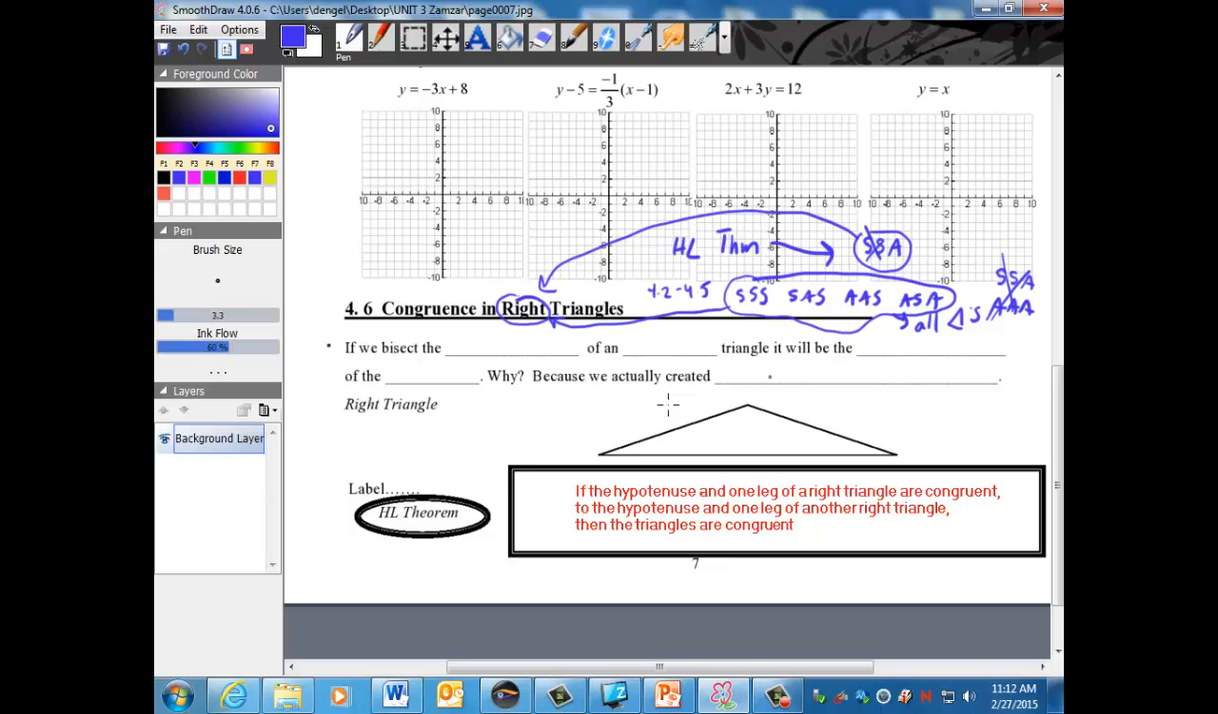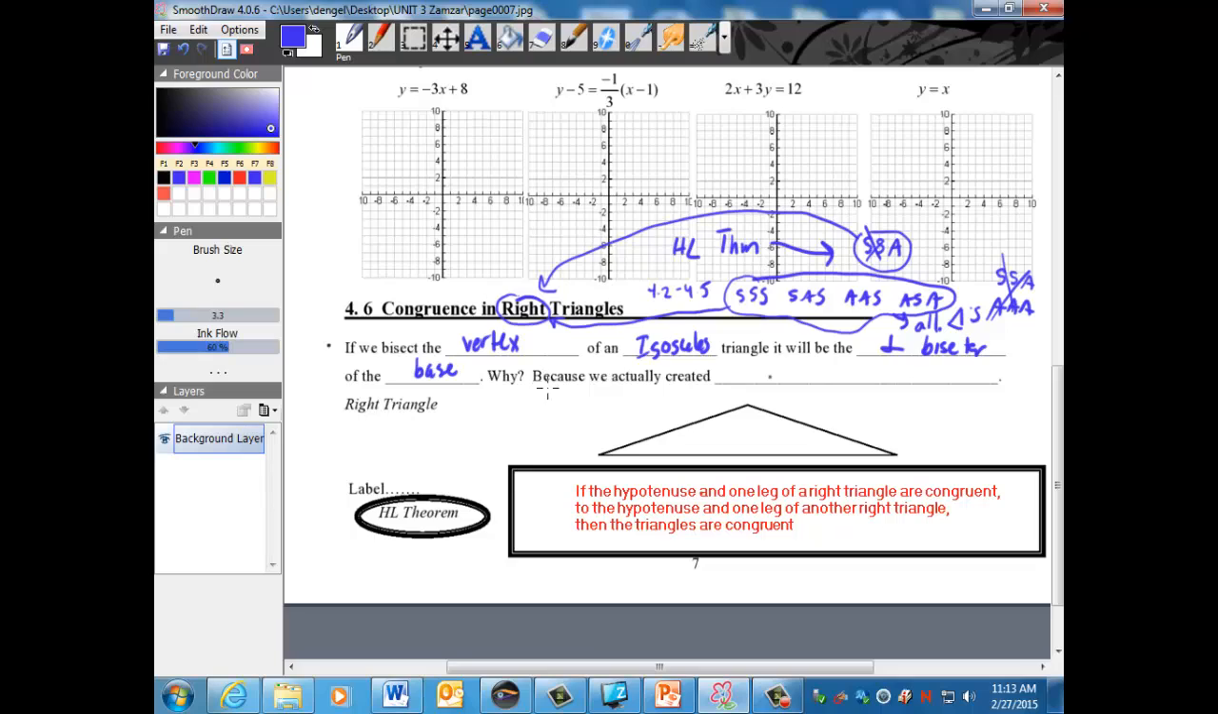Alright, we're going to start. It says if we bisect, and I believe that's going to say vertex. Yes, that says vertex. So if we bisect the vertex of an isosceles triangle, and that's a key word, then it will be the perpendicular bisector of the base. And we're being asked why. Well, first let's do that.